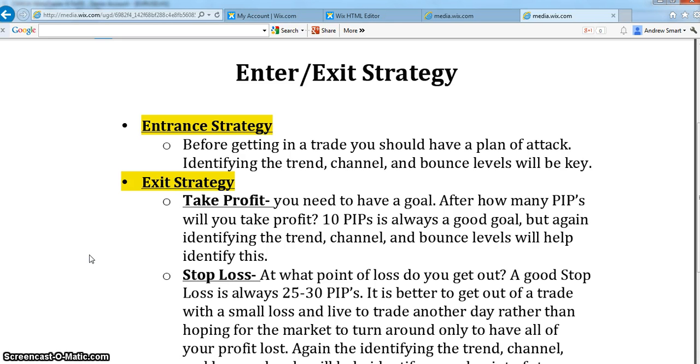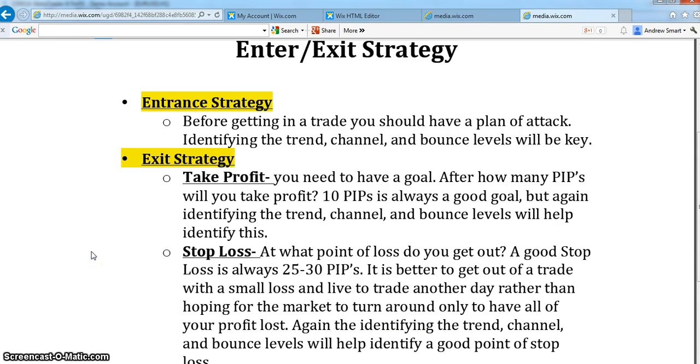Okay, stop loss. After how many pips are you going to get out of your trade? How much are you willing to lose? 25, 30 pips is typically a good stop loss. Okay, it's always better to get out of a trade losing $200 to $300 rather than staying in it hoping that the market turns around only to have lost all of your profit. Okay, there are different ways in which you can get out of a trade in MT4.